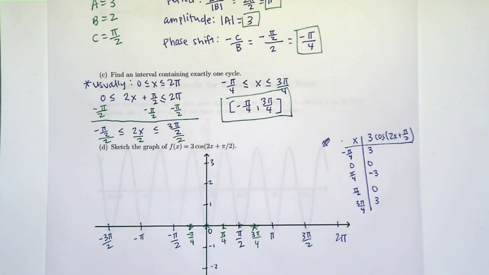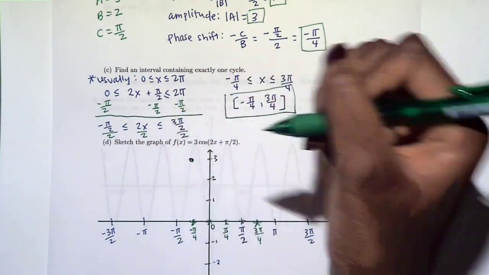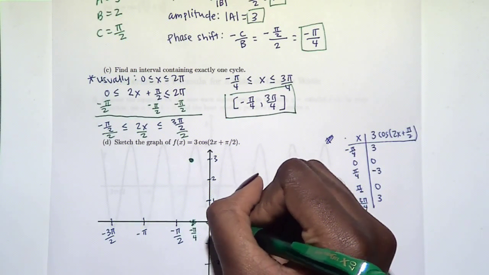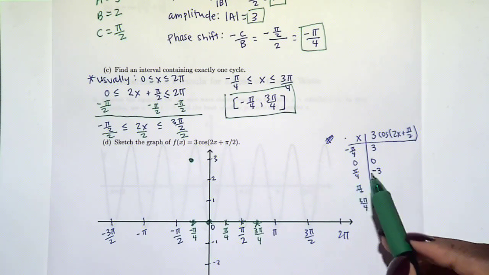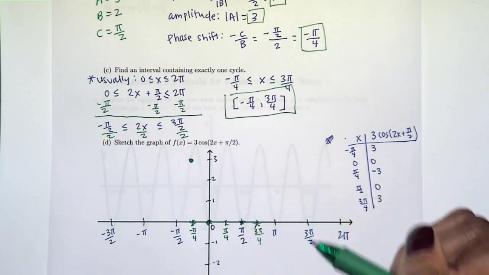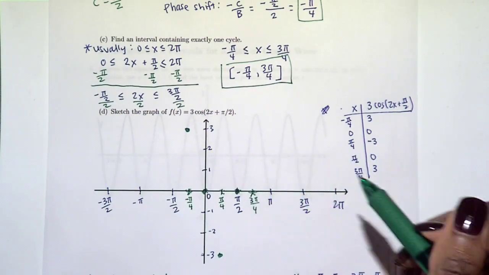All right, now all that's left to do is to plot these. So at negative pi over 4, we are at 3. At 0, we are at 0. Maybe green wasn't the best color. At pi over 4, we're at negative 3. At pi over 2, we're at 0. And then at 3 pi over 4, we are at 3.